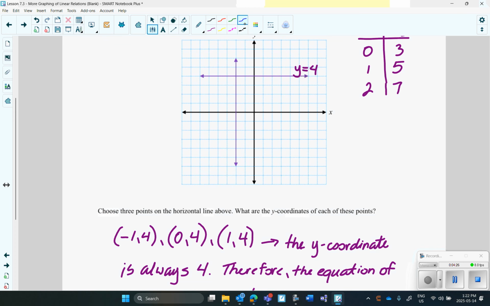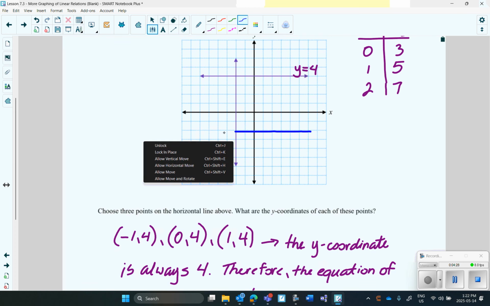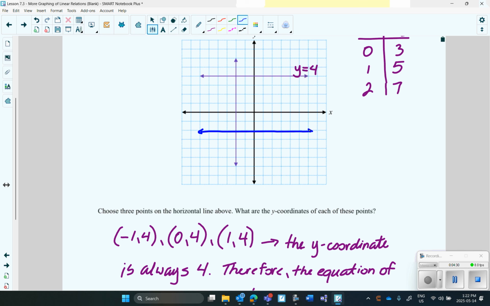What would this one be? What would that one be? What's the equation? Y equals negative 2. You pick a point on it. Okay? So all you have to do is find the y coordinate, and that's the name of the equation.